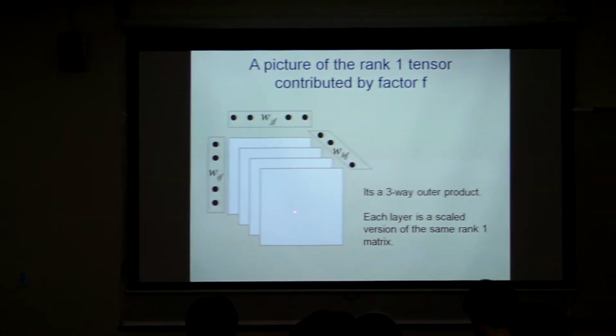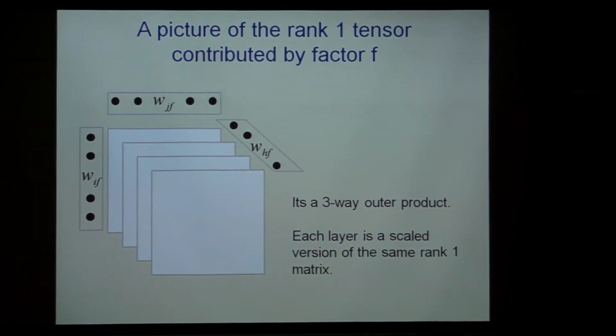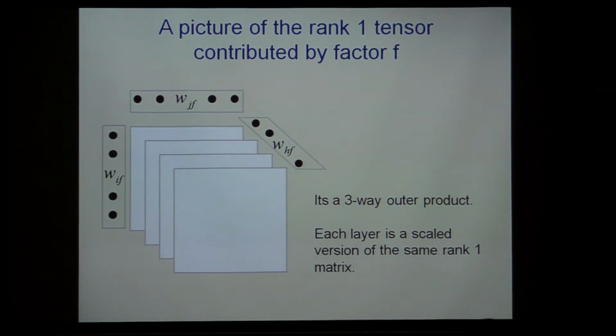But if I add up many less than that, I can't get arbitrary ones, but I didn't want arbitrary ones, I wanted nice regular ones. So I should be able to factorize.